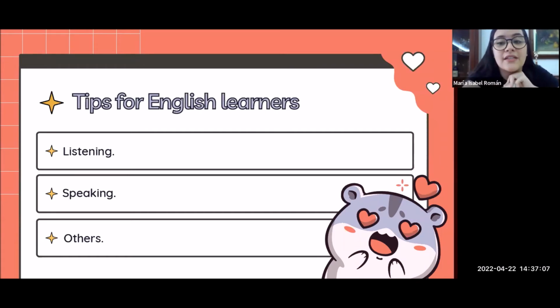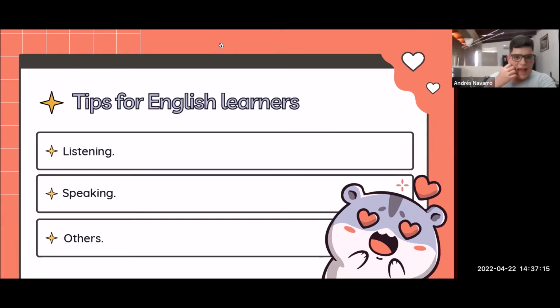Andres, I don't know if you can see the comment of Oriana that she wants to share with us, with the group. Oriana said, I think getting into the culture of the language is a must. To do so, you can understand the meaning of many sayings, regular questions, or ways to say or express things in the language you are learning. In this case, English.